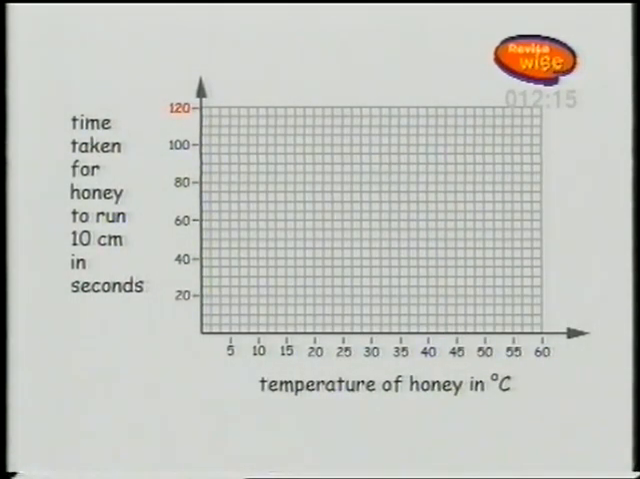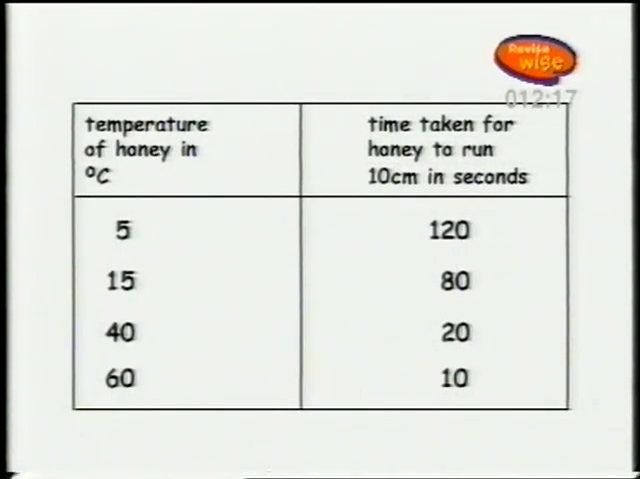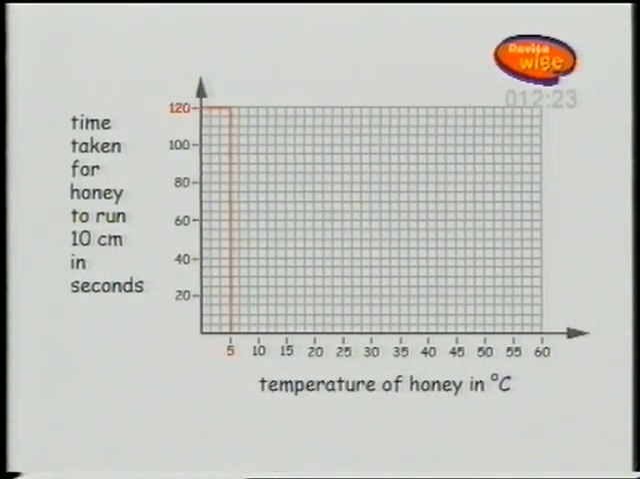Now it's time to plot the points. So first, when the honey was 5 degrees Celsius, it took 120 seconds. When it was 15 degrees Celsius, it took 80 seconds. When the honey was 40 degrees Celsius, it took 20 seconds. And when the honey was 60 degrees Celsius, it took 10 seconds. And that's it. We join all the crosses and we've got a graph.